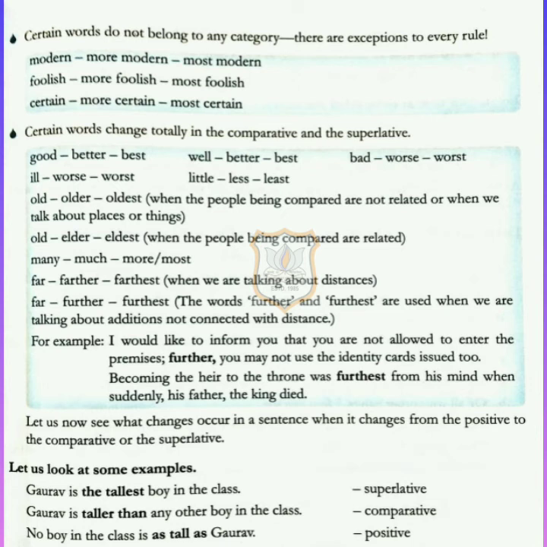So let us now see what changes occur in a sentence when it changes from the positive to the comparative or to the superlative degrees. Let us look at some examples. Gaurav is the tallest boy in the class. That is the superlative degree. Gaurav is taller than any other boy in the class. That is comparative degree. No boy in the class is as tall as Gaurav. It is the positive degree. So here you can see the tallest, taller than, as tall as. These are the degrees of comparison. And it is written as superlative, comparative and the positive degree.